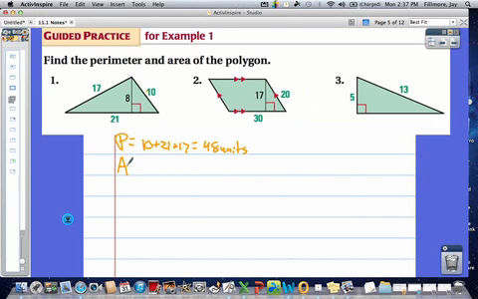Your area of a triangle is given by the formula 1/2 times the base times the height. Well, the base here is 21 because it's perpendicular to your height, which is 8. And if you multiply these, your area is 84 square units.